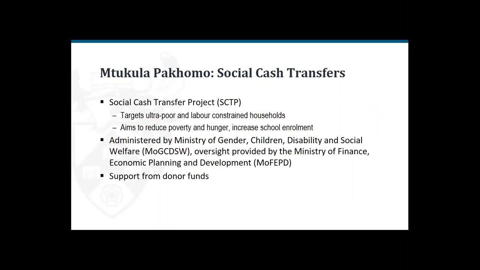If we look at an example of an intersectoral policy, we could consider the social cash transfer project in Malawi. This is an unconditional cash transfer that targets ultra-poor and labour-constrained households, and it aims to reduce poverty, reduce hunger, and increase school enrolment. And it's administered by ministries within the government of Malawi with support from donor funds.